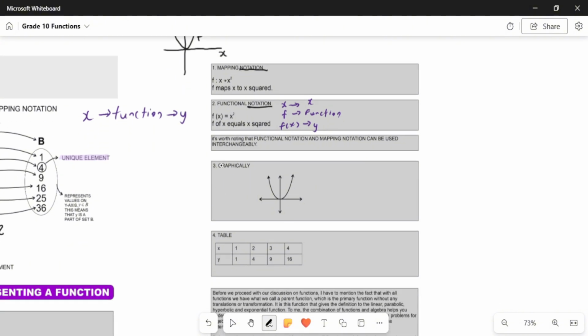If I look at it from the standpoint of the table, if I put in 1 into x squared, what should I output? 1 squared is what? 1. If I put in 2 into x squared, what should I output? 4. If I put in 3 into x squared, what should I output? 9. If I put in 4 into x squared, what should I output? 16. And so that's what we're doing, input, function, output, isn't it? And so that's how you will represent it using a table.